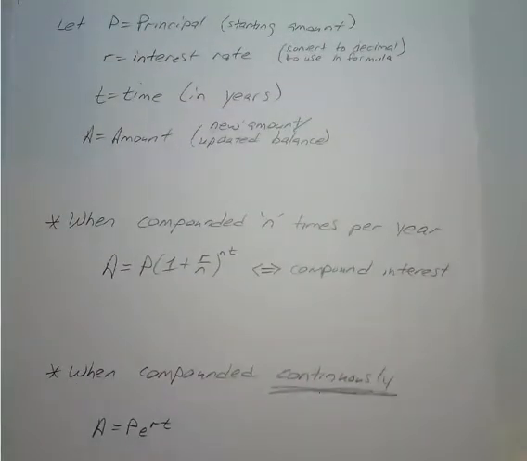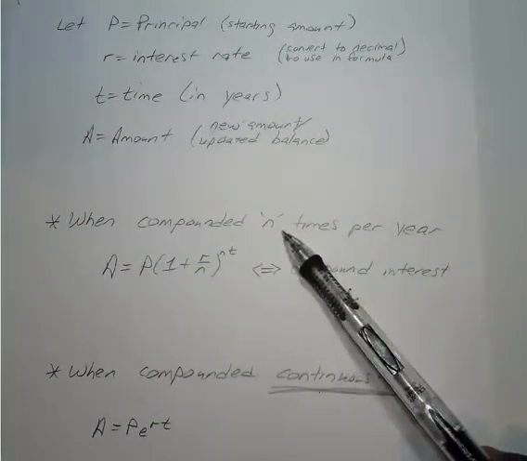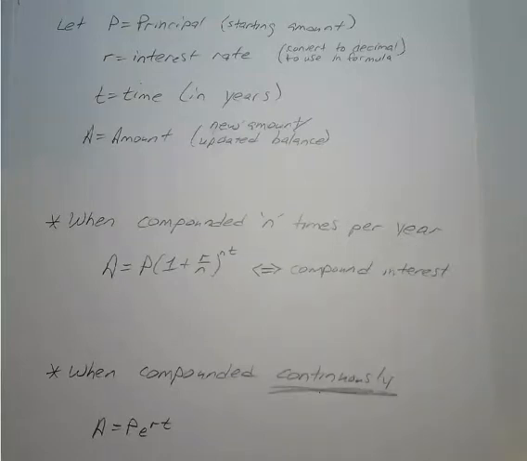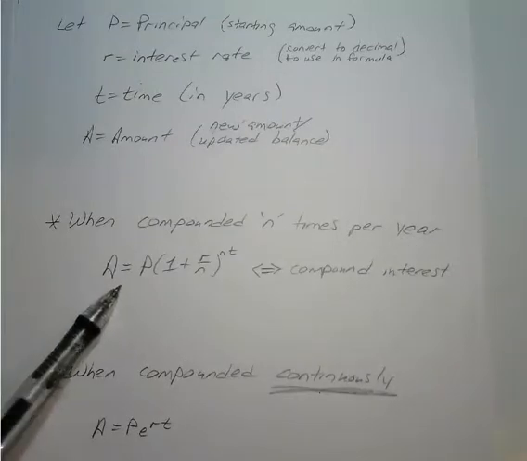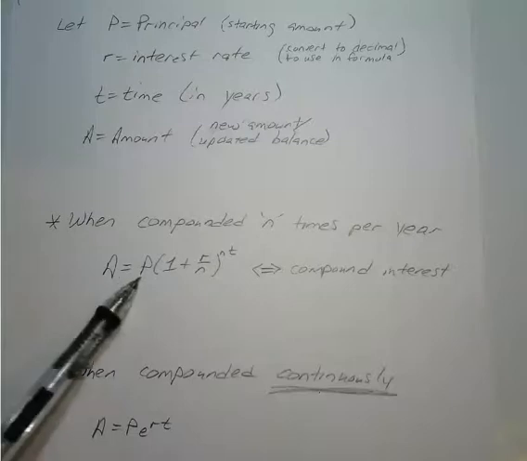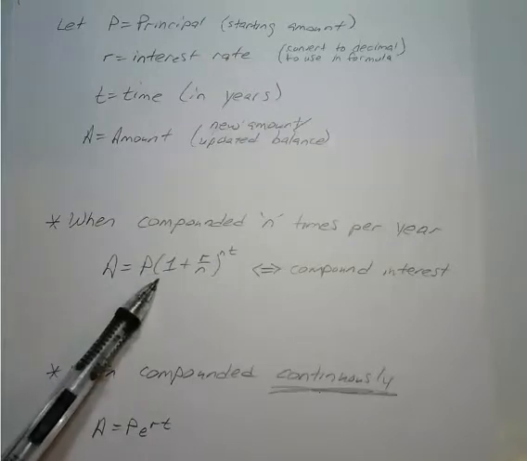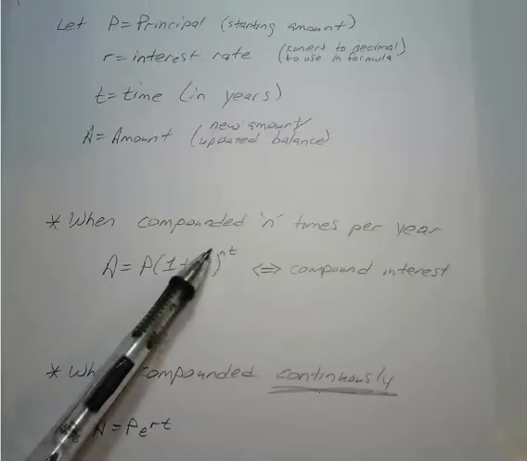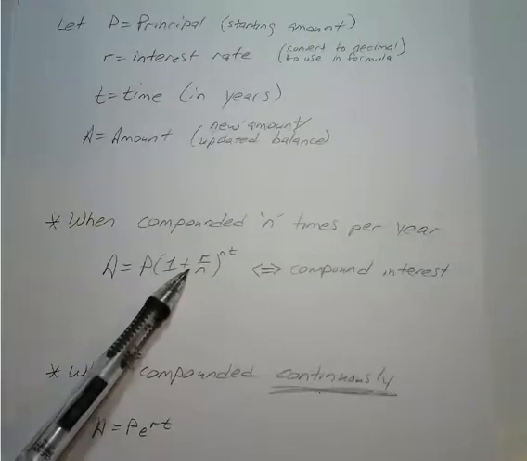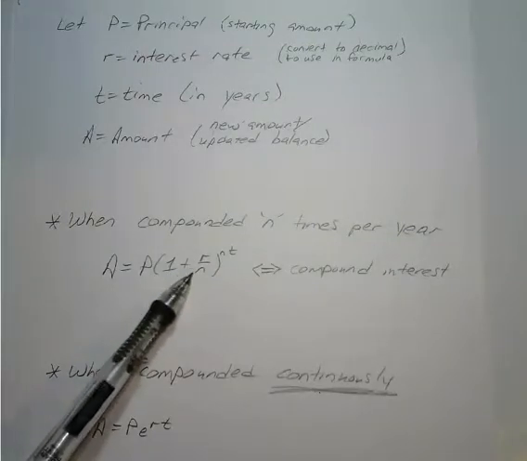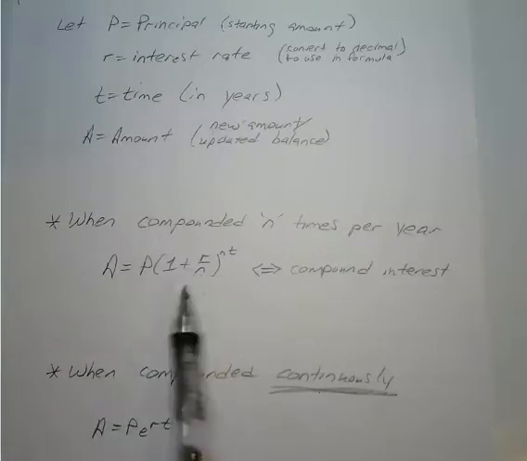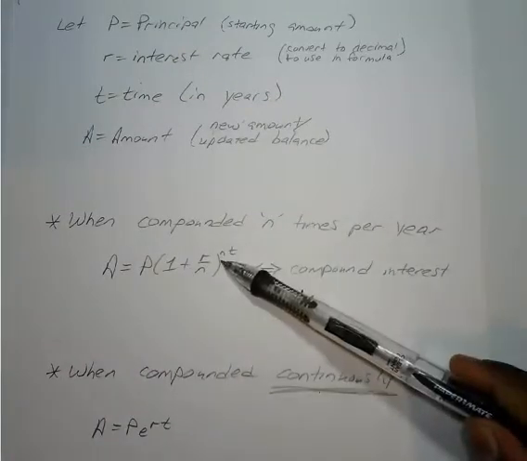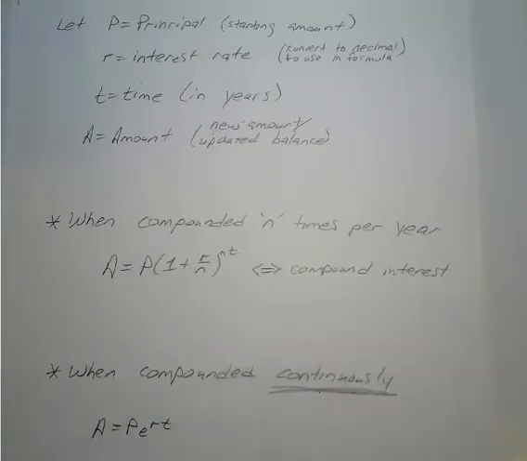Now when you want to compound your interest a certain number of times per year, this is the formula you will use. Your amount is equal to your principal times 1 plus your interest rate over the number of times per year you're going to compound it, and that's going to be raised to your compounded number of times times your time in years. So that's your compound interest formula.